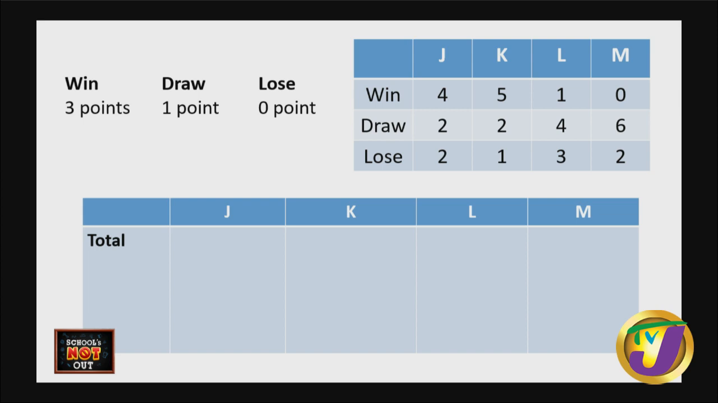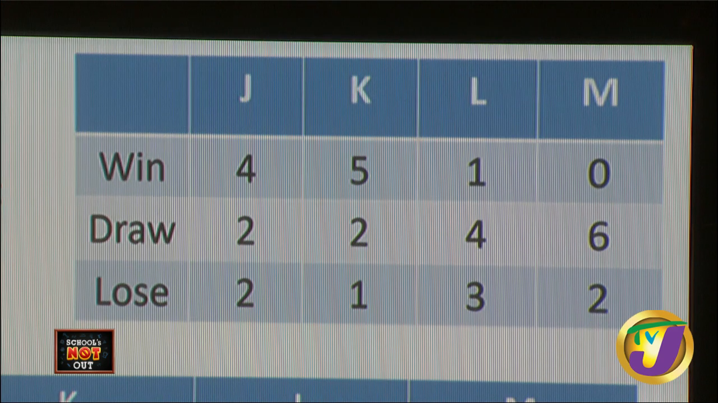Well, let's check. We see here that Team J won 4 matches. Can you believe I pointed at 4 and I said 3? It happens. So Team J won 4 matches, and they are going to be getting 3 points for every match that they win. That sounds like 12 points to me. That's right. All right, so they would have had a draw for 2 of their matches.